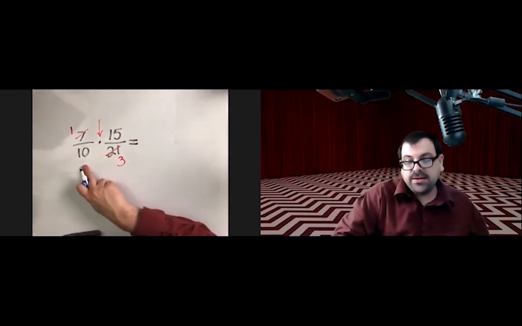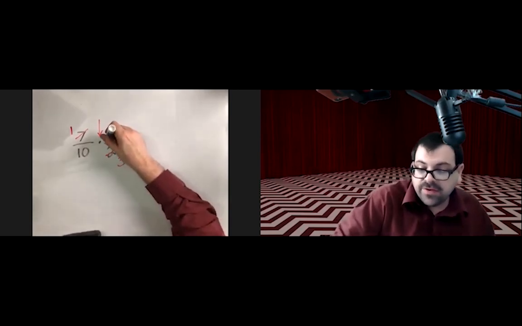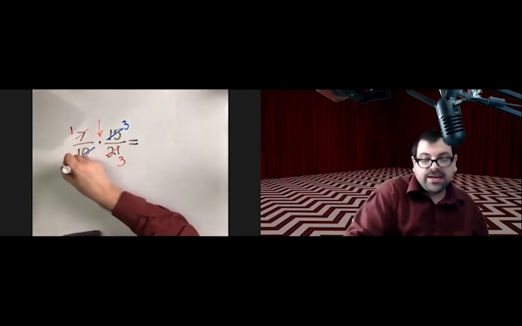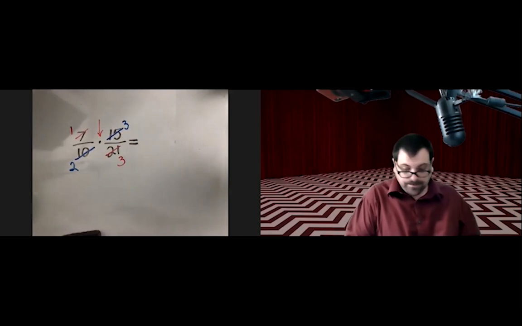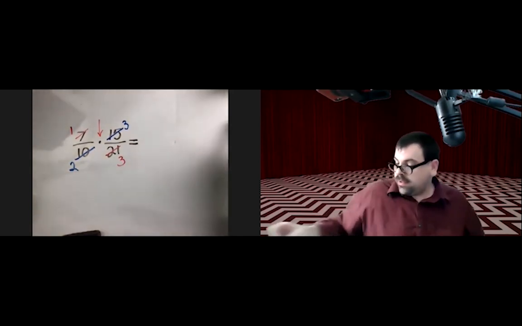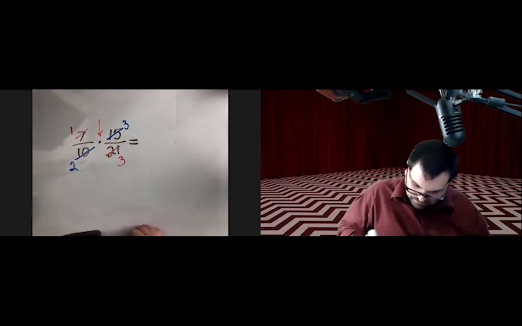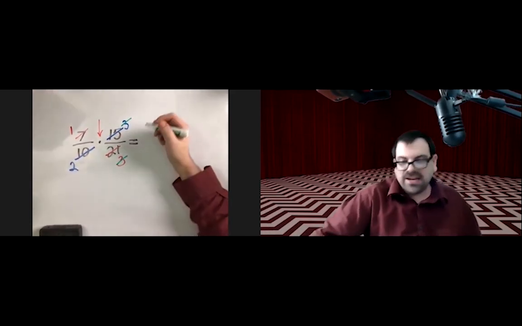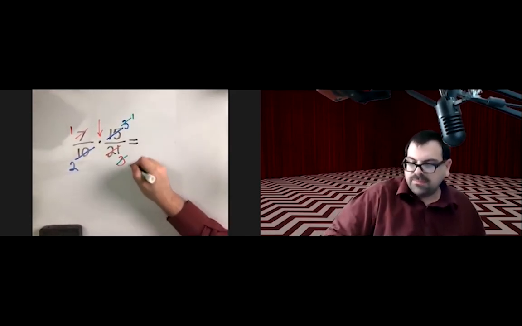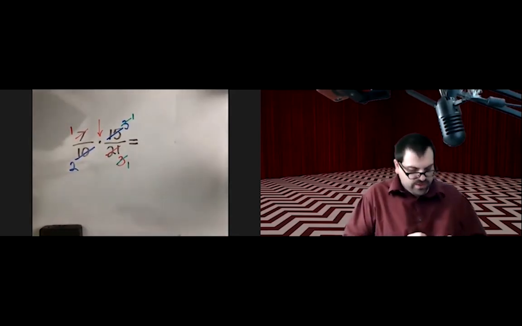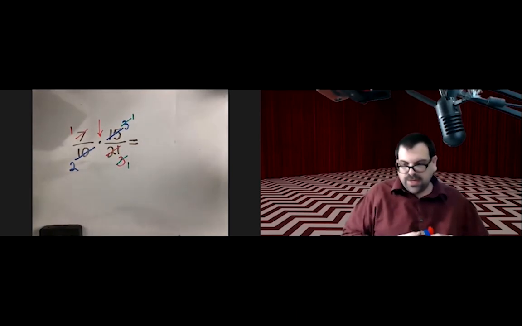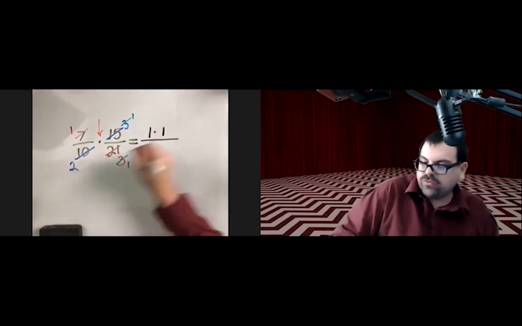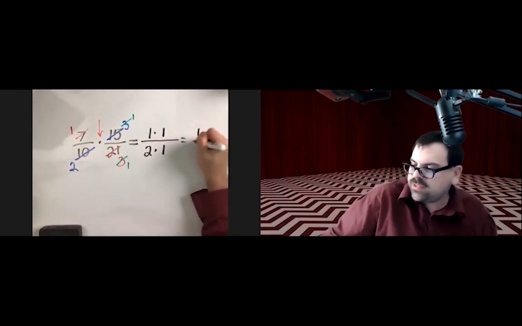15 over 10, both of these can be divided by 5. 15 divided by 5 is 3. 10 divided by 5 is 2. 3 and 3 can both be divided by 3. 3 divided by 3 is 1. 3 divided by 3 is 1. We've canceled everything we can, and that leaves us with 1 times 1 over 2 times 1, which is 1/2.